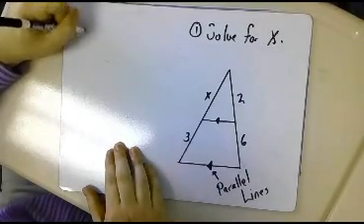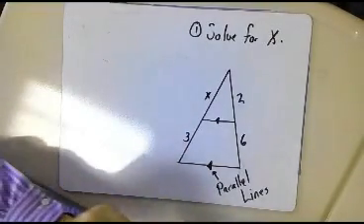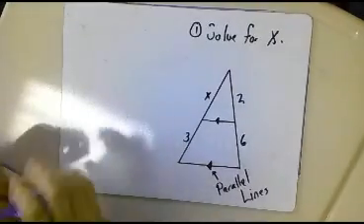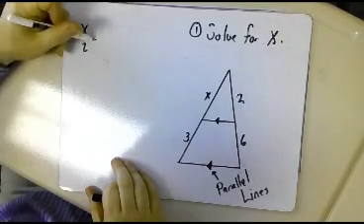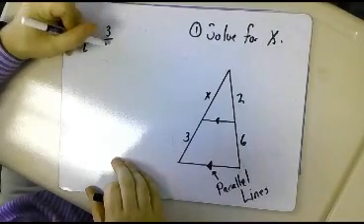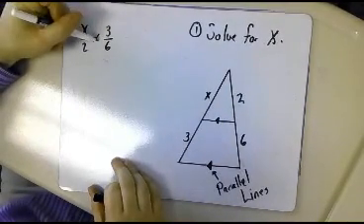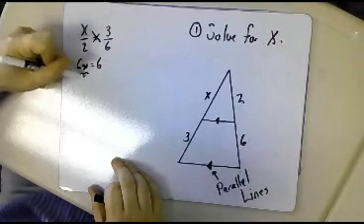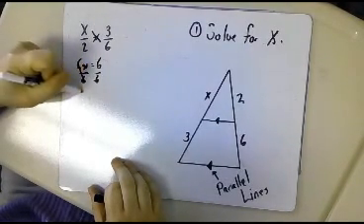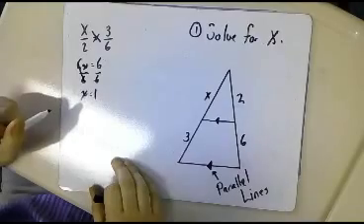Oops, my marker went dead. Let's grab another one. So x over 2 equals 3 over 6. I'm going to cross multiply and solve. So I'm going to get 6x equals 6, divide by 6, divide by 6, and x equals 1.